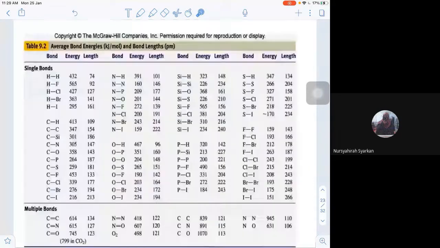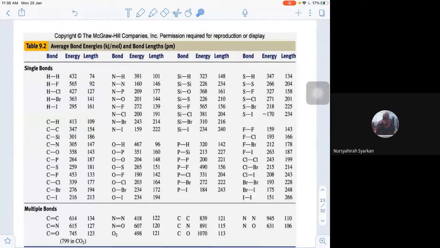Okay, we have this table in the textbook. It lists all the bond length and bond energy that we have between the two atoms. We have so many examples here that you can check, if you are interested.